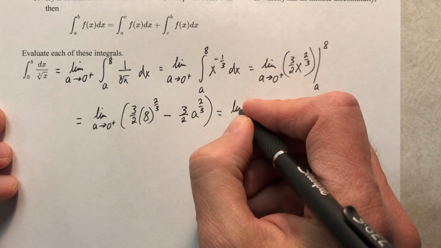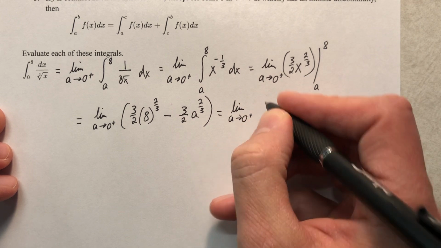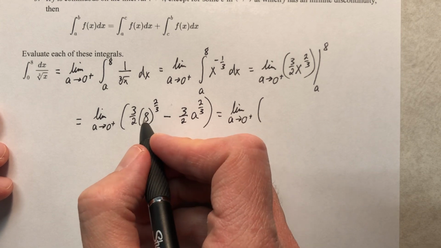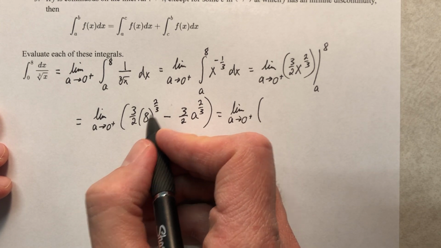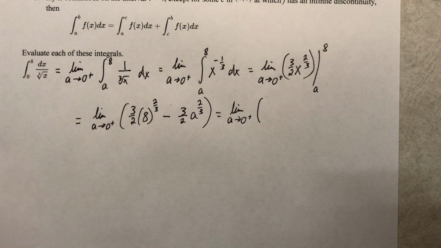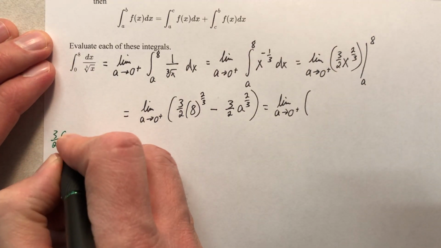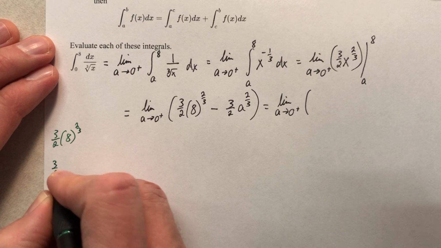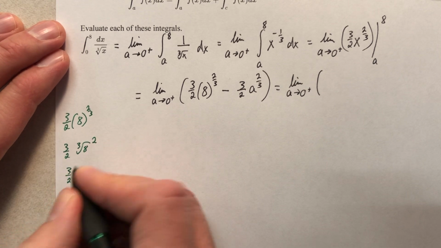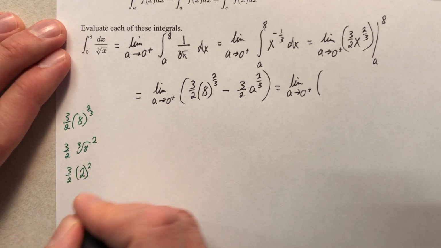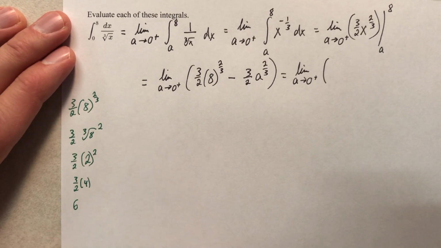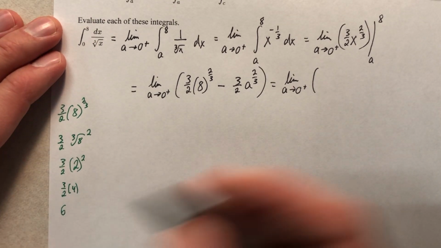We'll proceed with the limit as a approaches 0 from the right. Okay, 8 to the 2/3. We're going to do some stuff in our head here. The cube root of 8 is 2, 2 squared is 4. Let's not do it in our head. Let's do it on the side. 3 halves, 8 to the 2/3: 3 halves, cube root of 8, squared. 3 halves, cube root of 8, which is 2, squared. 3 halves times 4 is 12 halves, which is 6. It'd be way too much to do without writing it down. So 6.